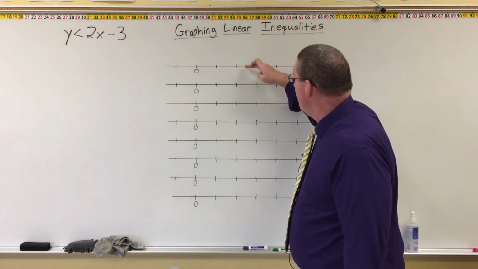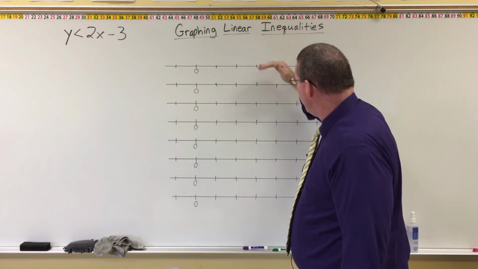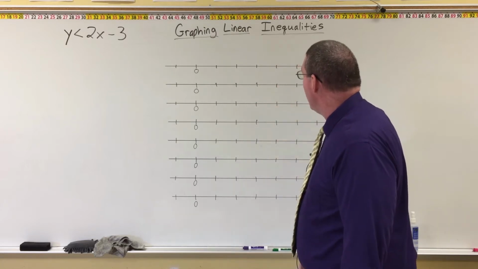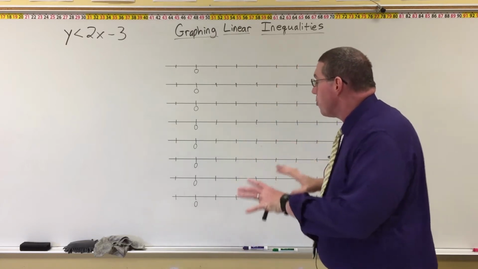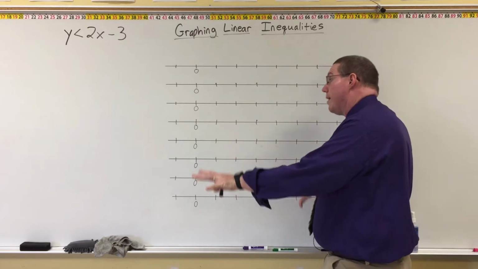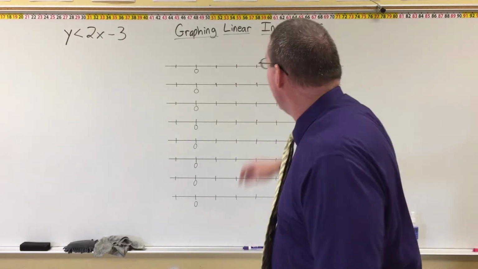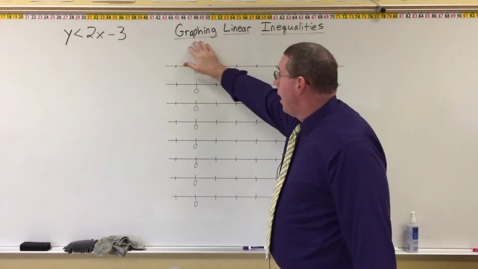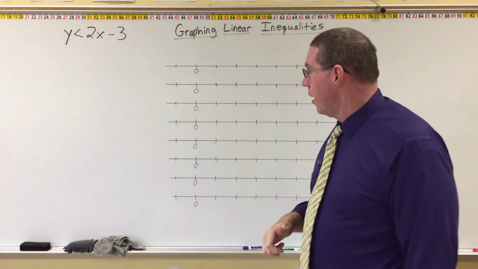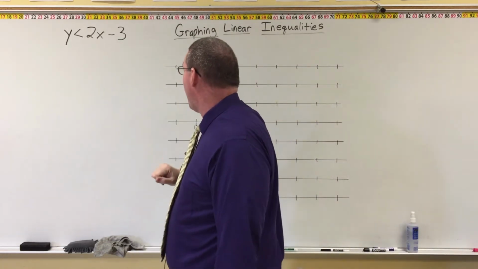If you're producing this in your notes, I recommend you use graph paper, and make sure that you put all of these lines one unit distance vertically, because what we're ultimately going to do is impose a grid on this so that you can see why the linear inequality has a graph that looks like what it looks like. We're going to use y is less than 2x minus 3 to do that.